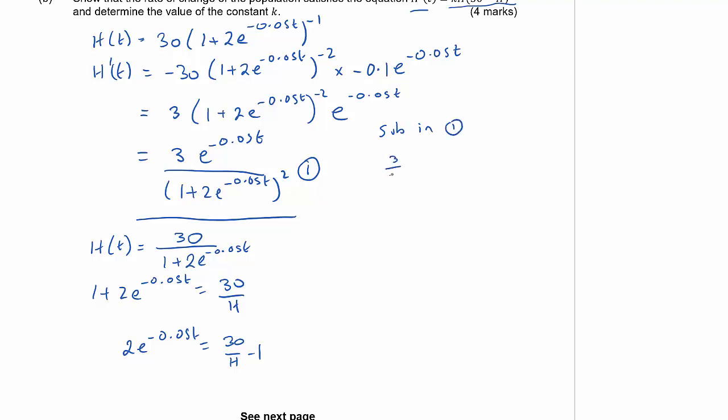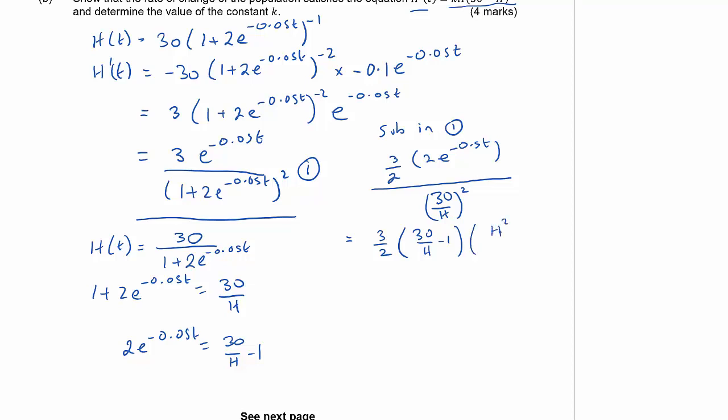Well, we'd have 3 over 2, 2e to the negative 0.05t on the top. On the bottom, we're going to have basically 30 over h squared. So that's going to be 3 over 2 times (30 over h take away 1), and then flip this upside down, it's going to be h squared over 900.